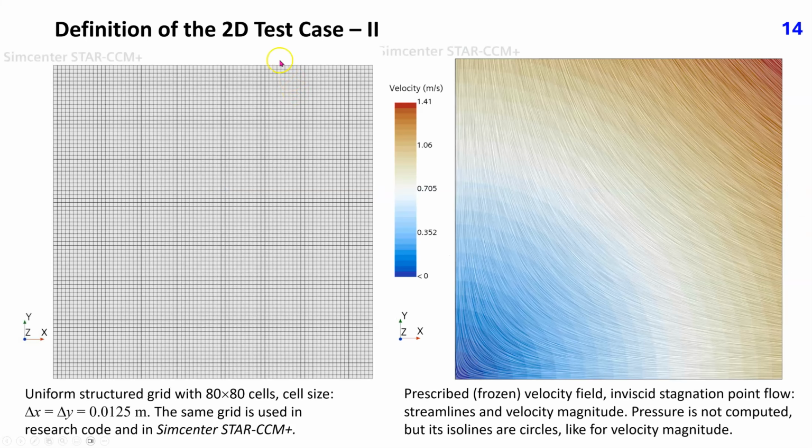This plot shows the uniform 80 by 80 control volumes grid used in both codes. This plot shows the prescribed frozen velocity field corresponding to the inviscid stagnation point flow. Streamlines are indicated by the line integral convolution method, and the color represents the velocity magnitude. Pressure is not computed, but its isolines are circles, like for velocity magnitude.